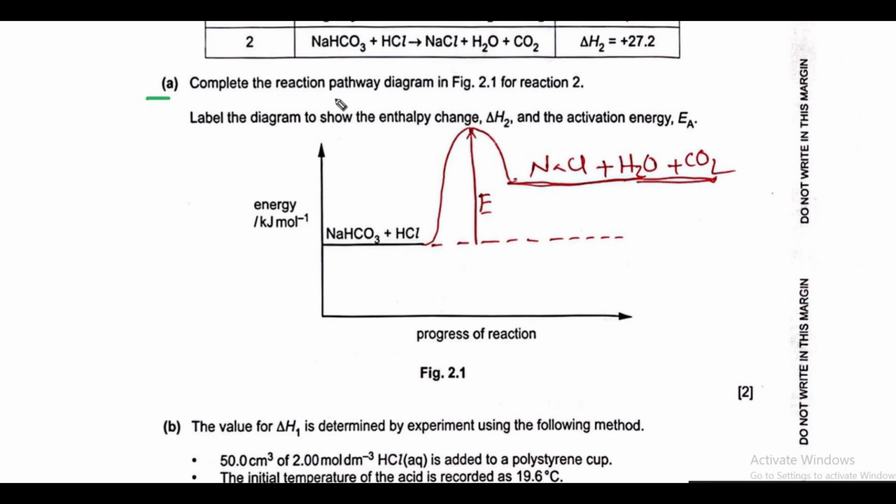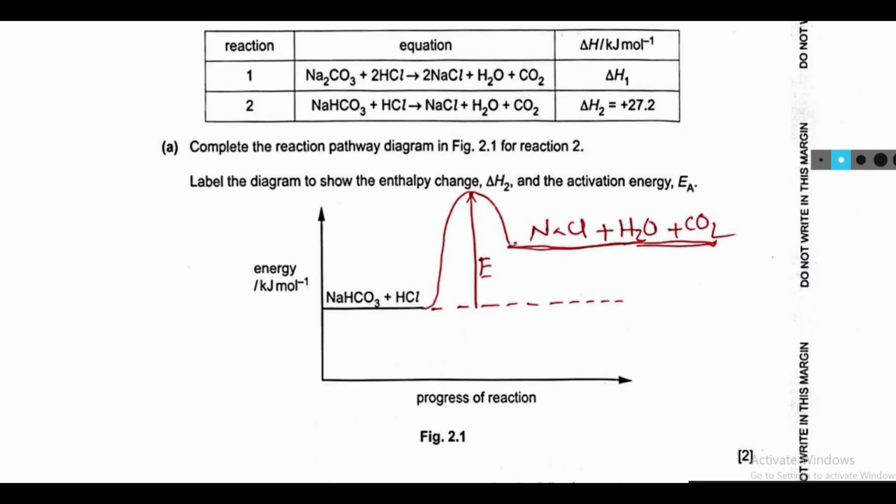Now A. Complete the reaction pathway diagram in figure 2.1 for reaction 2. You see reaction 2 delta H is positive, so reaction 2 is an endothermic reaction. This is the reactants, this is the products. In an endothermic reaction the product has more energy than the reactants. Reactant has less energy, product has more energy. Product is above the reactant in an endothermic reaction.